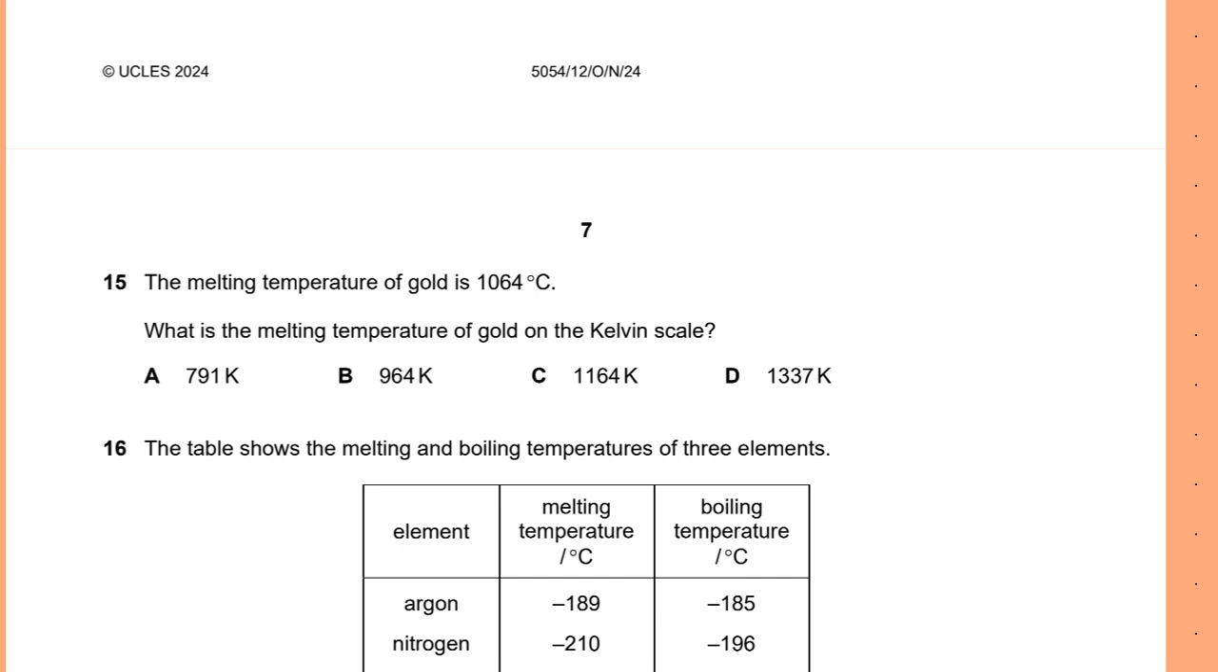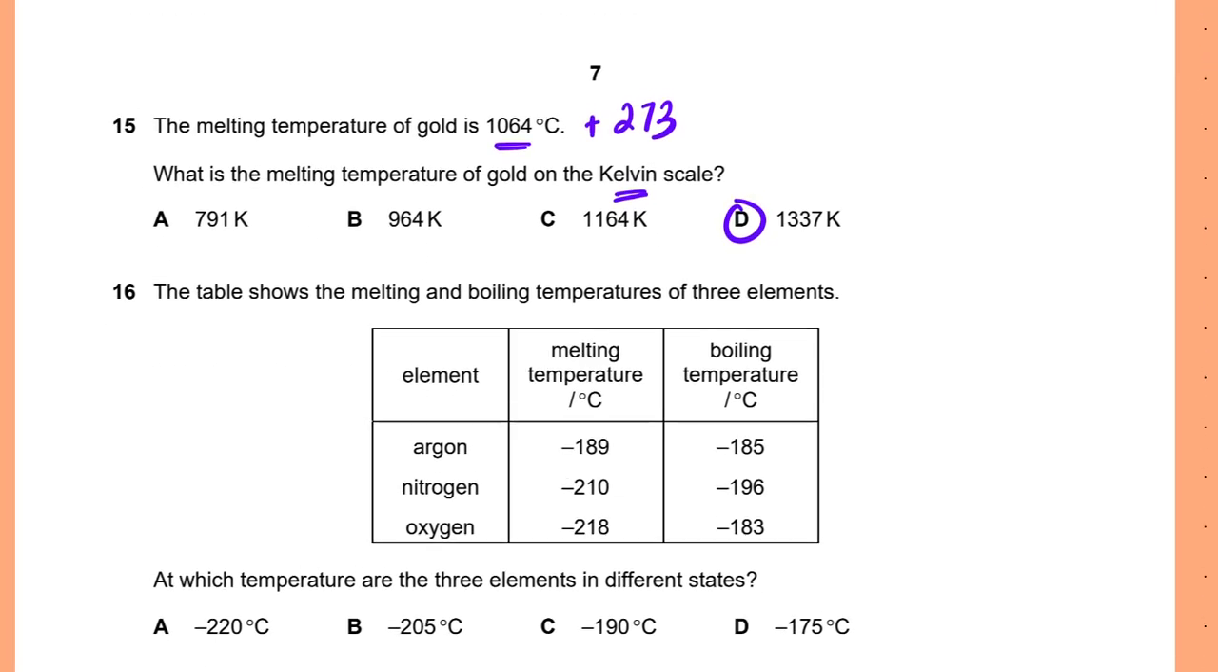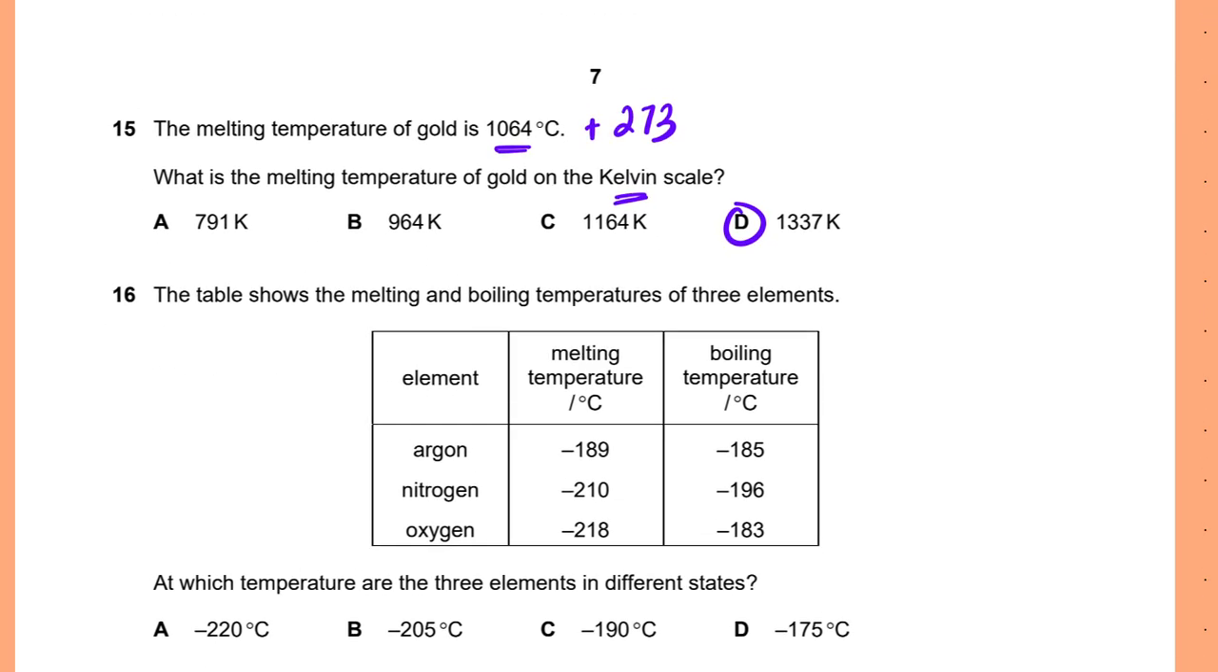15. Melting temperature of gold is given. What is the melting temperature on the Kelvin scale? So you just have to add 273 to this. So that would be D, 1337.